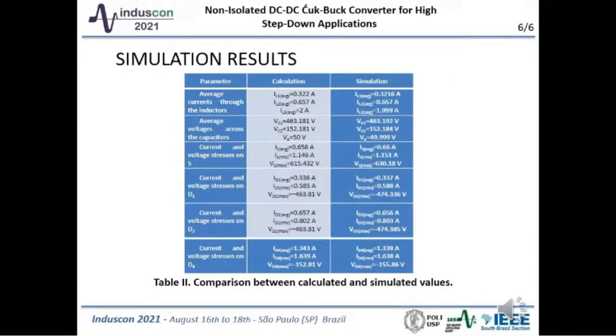Table 2 compares the values obtained from the expressions derived in the mathematical analysis with those calculated by the simulation software. The highest errors occur with the voltage stress on the semiconductors because the expressions for calculating the maximum voltages in the diodes and the switch do not take into account the voltage ripples across the filter capacitors.